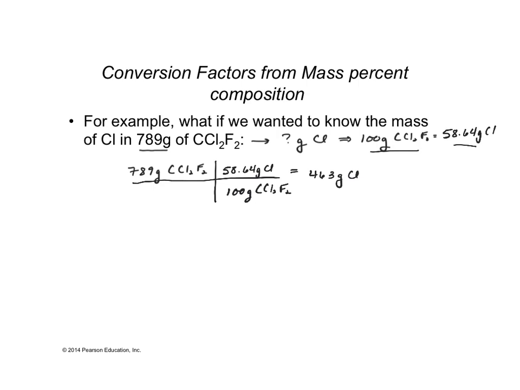So again, this is one way that we can utilize these mass percent composition type problems. We can use it as a conversion and know that for every 100 grams of the compound, there is whatever percentage of that element in there, that many grams of element in there. And we can convert from various masses of the compound to masses of the actual elements that we're interested in by utilizing those conversions.